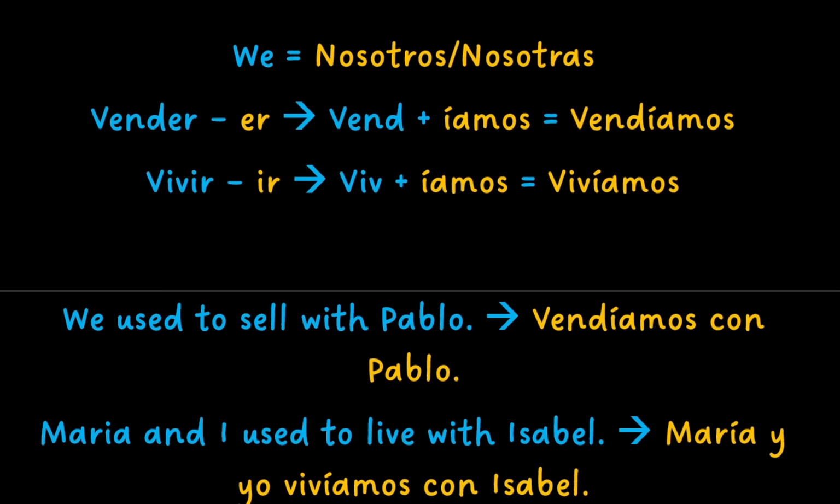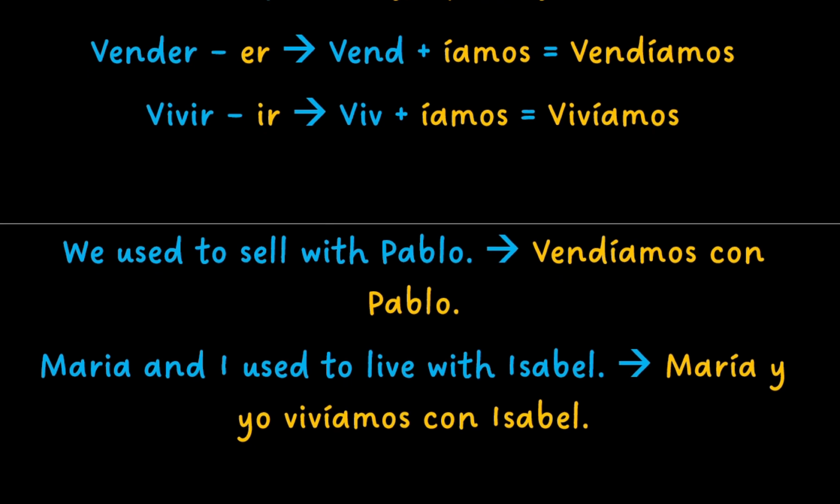We in Spanish is nosotros or nosotras, and to conjugate this, we drop the ER and IR endings and add I with an accent, amos. So to say we used to sell, vender becomes vendíamos, and to say we used to live, vivir becomes vivíamos. We used to sell with Pablo is vendíamos con Pablo. Maria and I used to live with Isabel is Maria y yo vivíamos con Isabel.